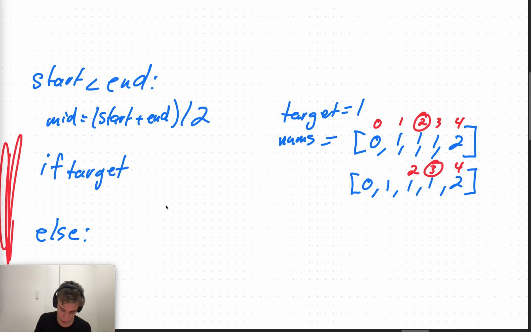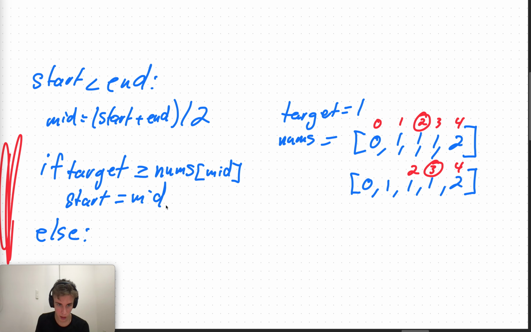What is the scenario here? If target is greater than or equal to nums[mid], then I would say that start is equal to mid, right? Target is somewhere in the right portion of this array, so start is equal to mid.